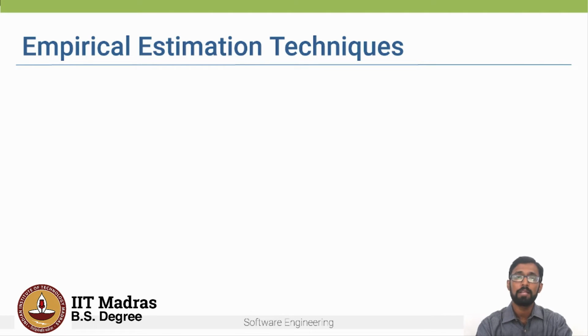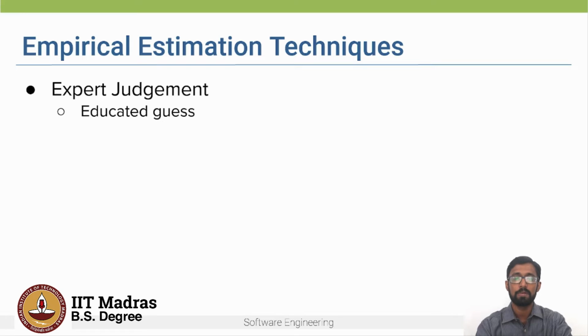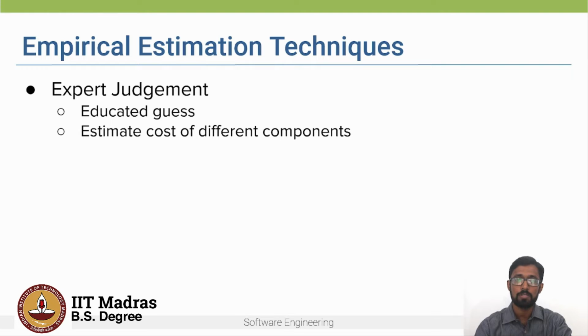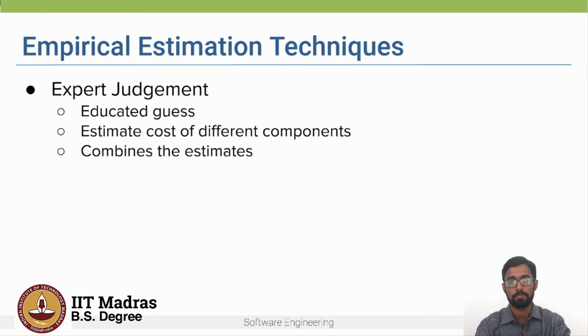So now let us look at some empirical estimation techniques. One popular empirical estimation technique is to use expert's judgment. An expert makes an educated guess about the problem size after analyzing the problem thoroughly. They estimate the cost of different components in the system, and then combine all these estimates for the individual modules to arrive at the overall estimate.